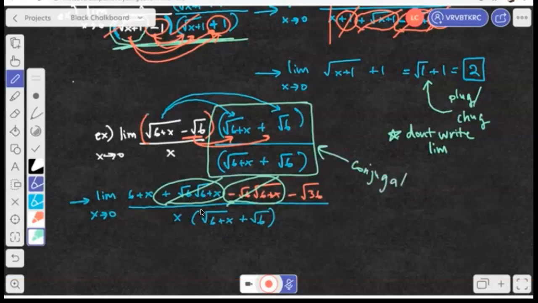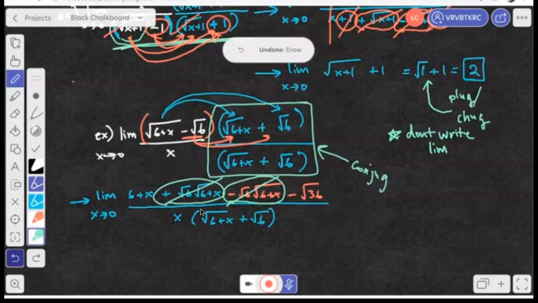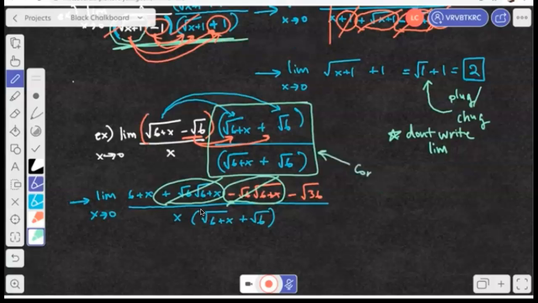So right there, I'm just telling you some information about the conjugate, how to eliminate that square root. You multiply by the conjugate. So rationalization involves having a conjugate. That's the math term for what's going on. Alright, so we're canceling. Nice.